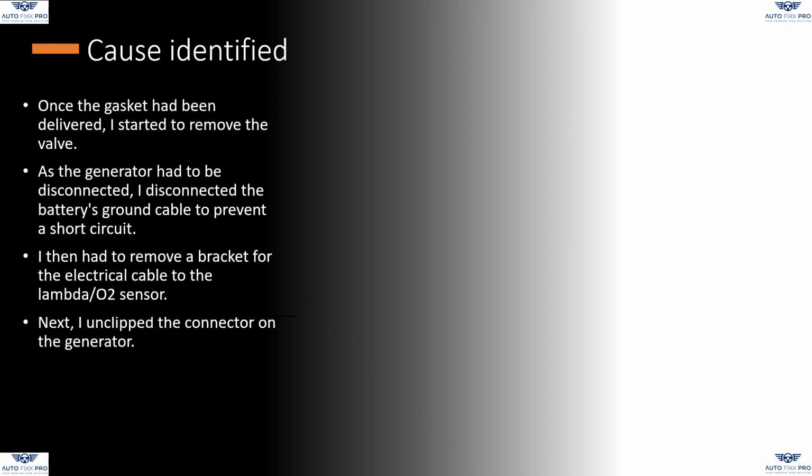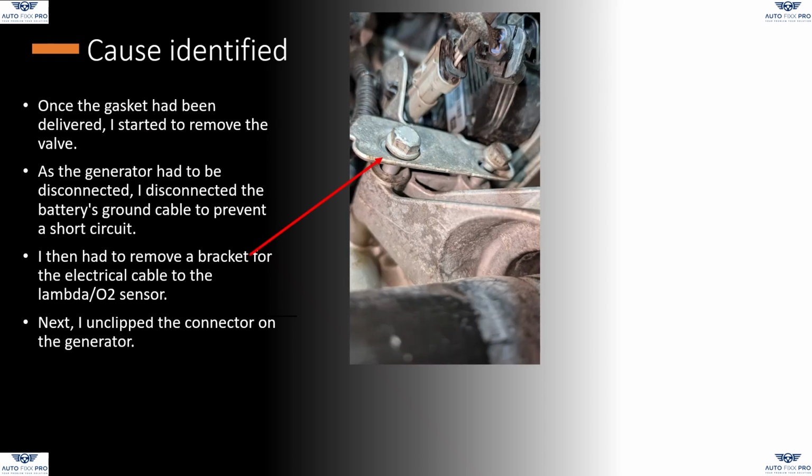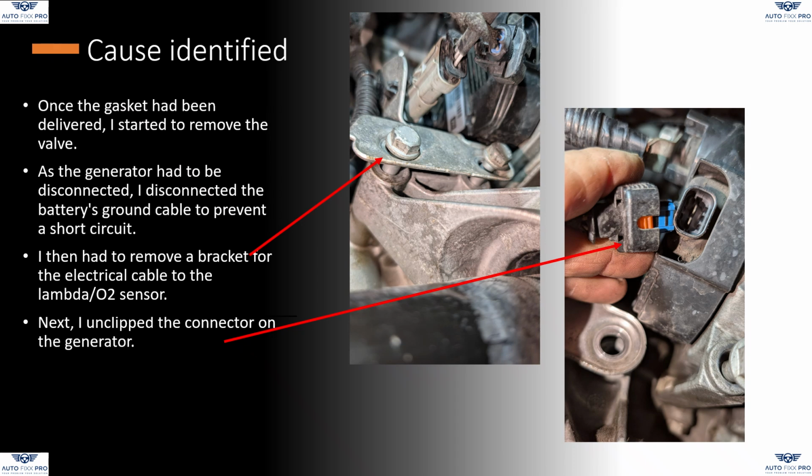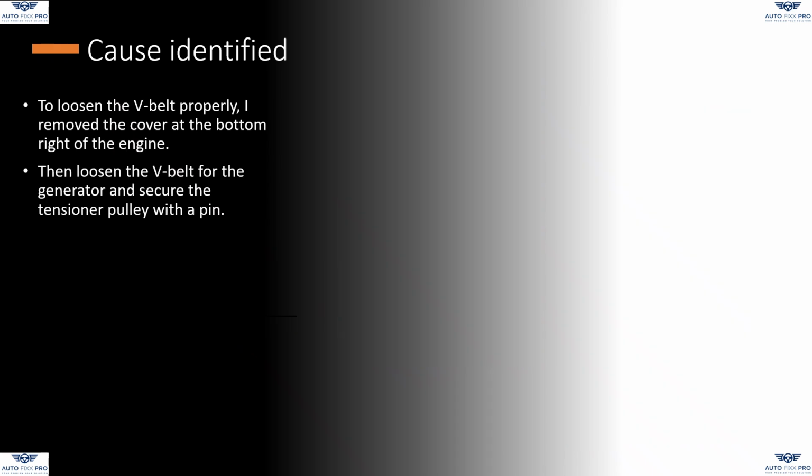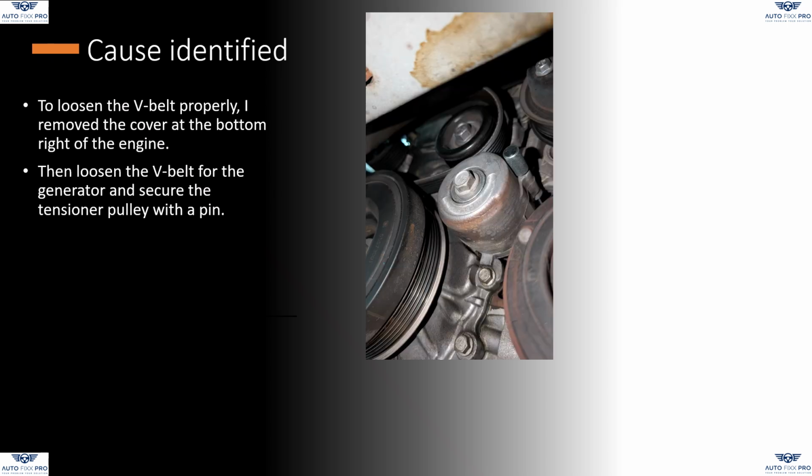Once the gasket had been delivered, I started to remove the valve. As the generator had to be disconnected, I disconnected the battery's ground cable to prevent a short circuit. I then had to remove a bracket for the electrical cable to the lambda sensor. Next, I unclipped the connector on the generator. To loosen the V-belt properly, I removed the cover at the bottom right of the engine. Then, loosen the V-belt for the generator and secure the tensioner pulley with a pin.